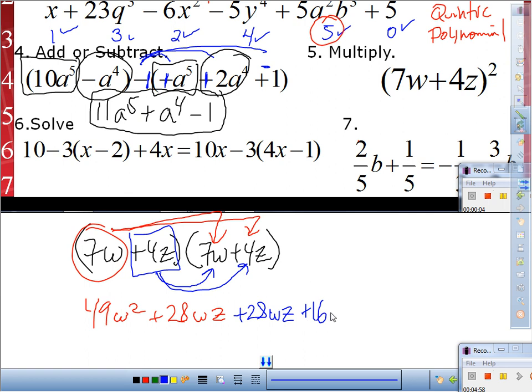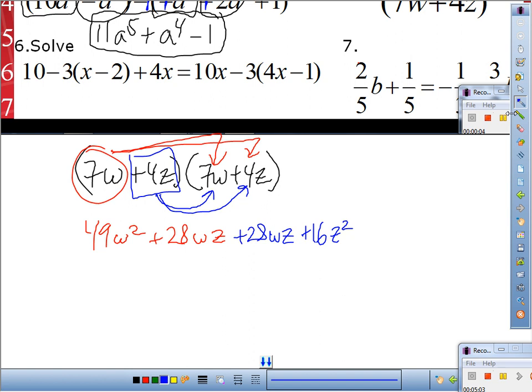16. And what is z times z? Z to the second. Okay. Here, the reason I'm going over this, I want to clarify, because some of you are starting to multiply and write w squared and z squared. We're done with multiplication. Aren't we done with multiplication? So at this point, we just combine stuff.